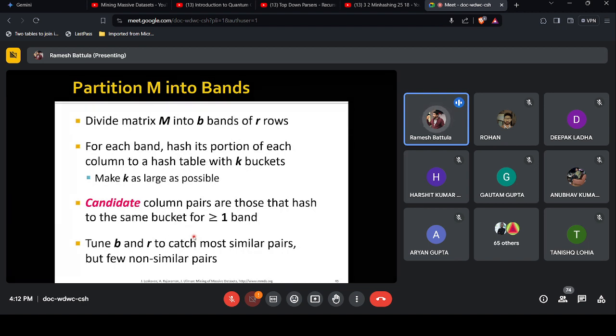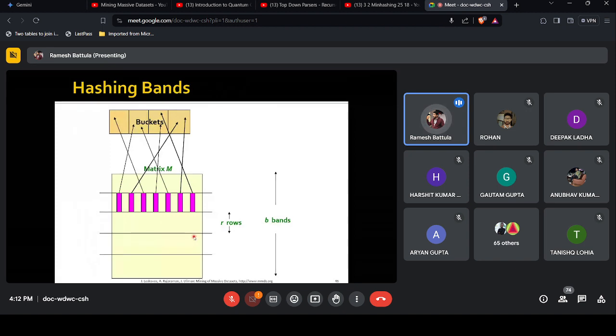Whenever you have b bands and r rows, out of which you need to find similar pairs of documents, you consider the similar documents and omit the non-similar pairs. Observe the example here. How many documents are there? 7 documents are there: 1, 2, 3, 4, 5, 6, 7. You may observe these 7 documents are going to be mapped to this 4-column signature only.